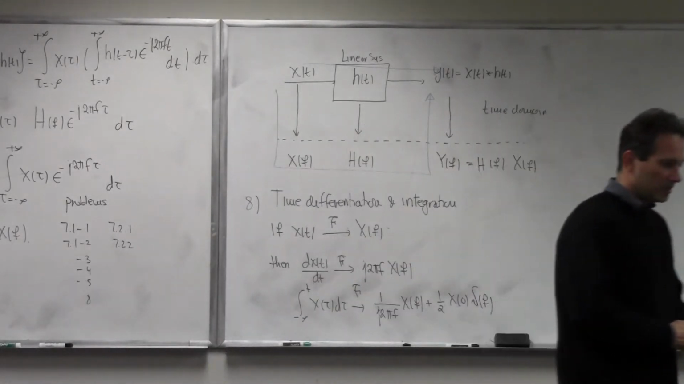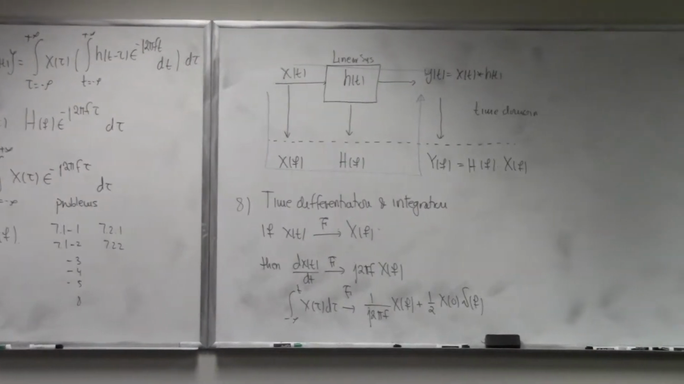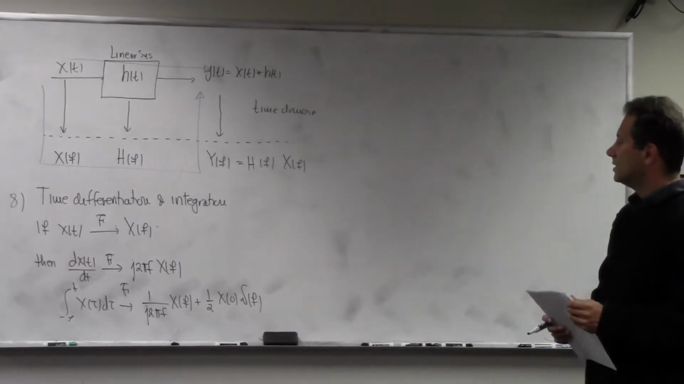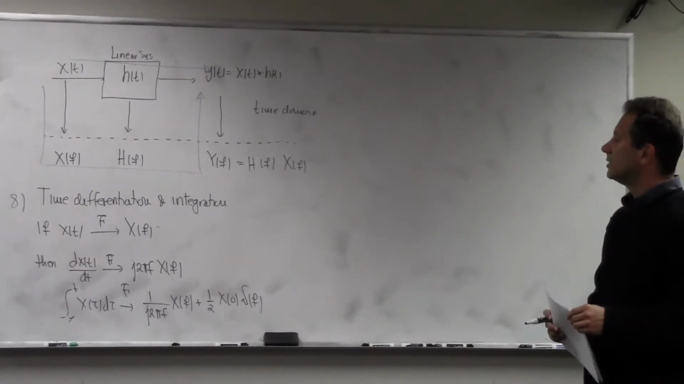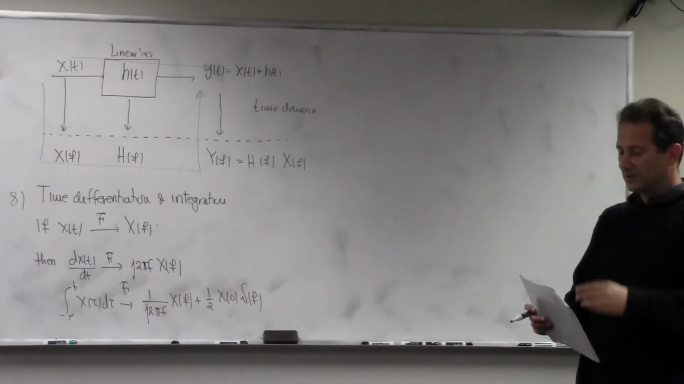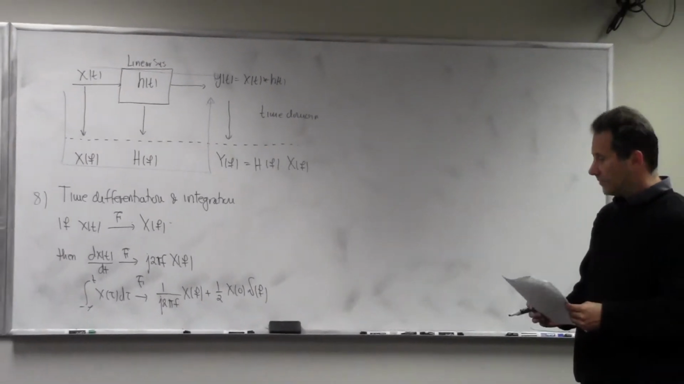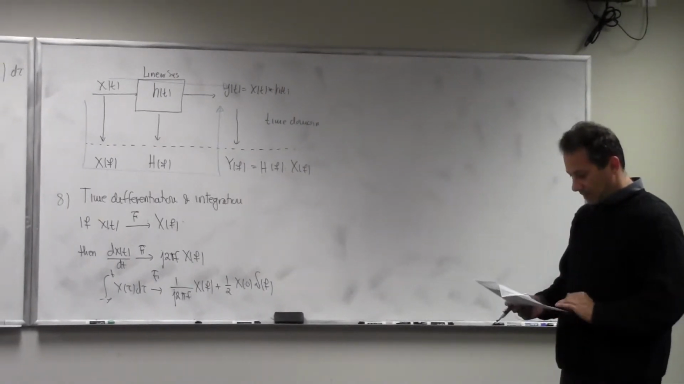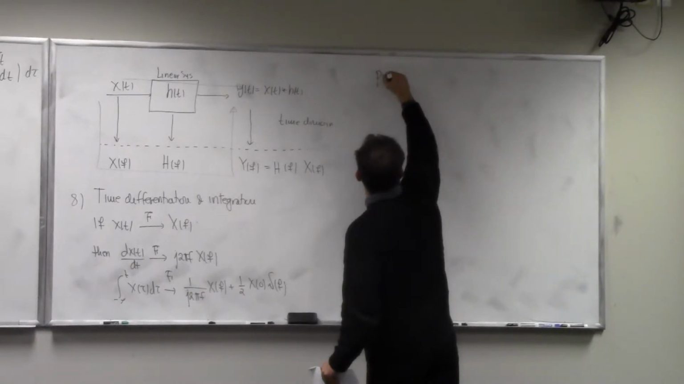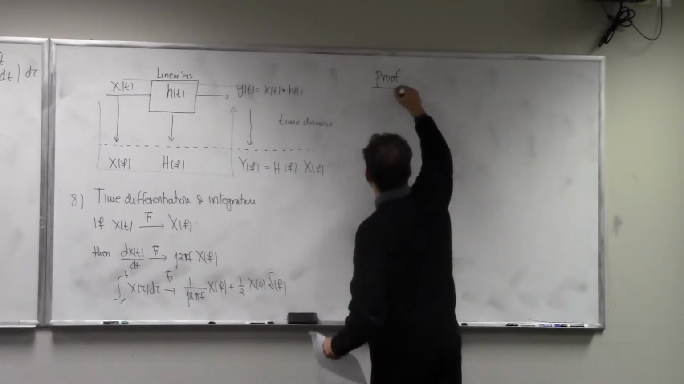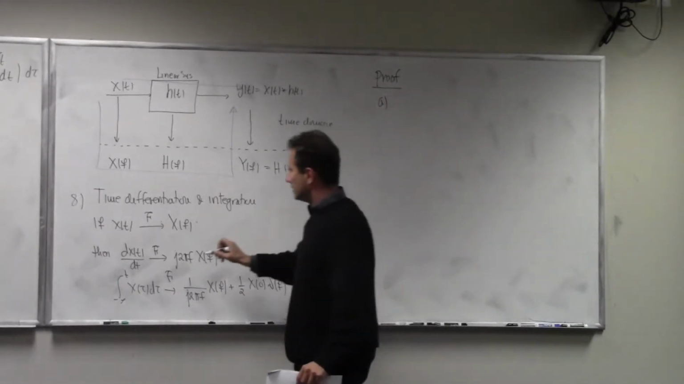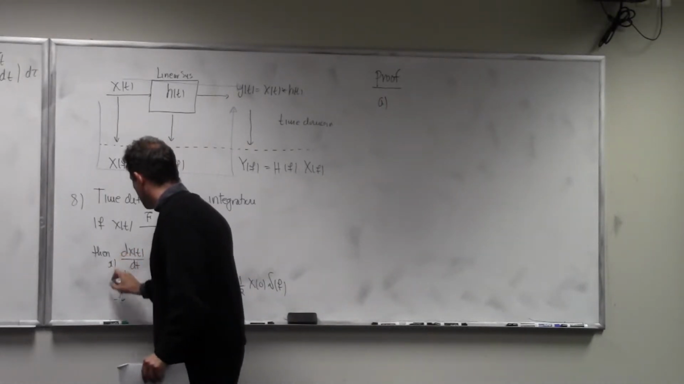And we use these two properties quite often to calculate the Fourier transforms of signals. Sometimes it is easier to, for example, get the Fourier transform of the derivative, and then once you have it, you get back the Fourier transform of the original signal. So let's prove this one. Let's call this one A, and this is B.